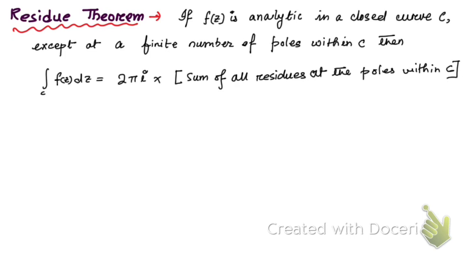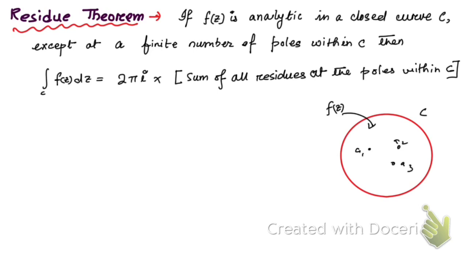So what does it mean? Here you can see this is the region, this is the curve C. Suppose a function f of z is analytic here except at a finite number of poles, maybe a1, a2, a3. These are the poles within C. Then the integration of f of z over C is given by 2 pi i times the sum of the residues at the poles within C. Here this is a1, this is a2, and here it is a3.